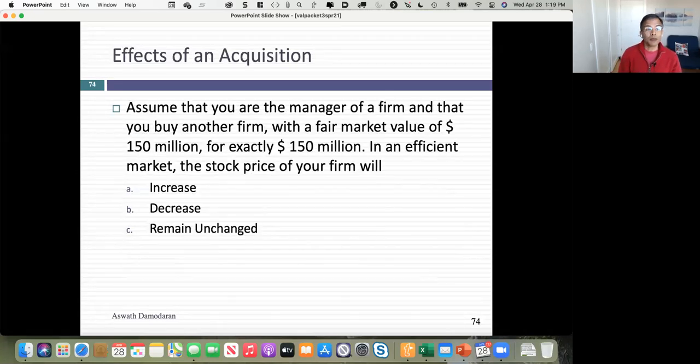And actually, I'm glad you brought up spin-offs, because I'm going to do an acquisition. And again, I'm going to take something we're taught in M&A classes, which is if you pay fair value for an acquisition, we're told it's value neutral. In other words, you take a company valued at 150 million, you pay 150 million. Doing that transaction should not affect your value.